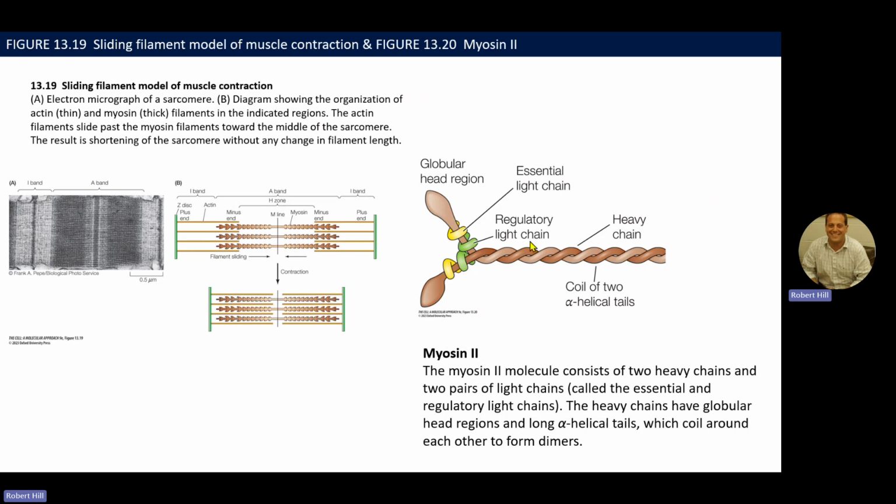All right, this second figure shows myosin 2. You've got 2 heavy chains with globular head regions and long tails, and they coil together in a dimer. The head domains are the motor sites. These are the regions that hydrolyze ATP and interact over and over again with actin to drive contraction.